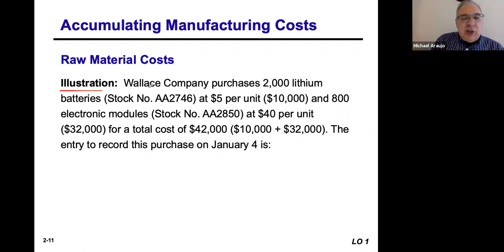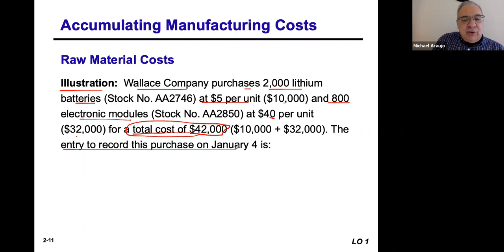So here is an illustration with a company that we call Wallace Company. They had purchased 2,000 lithium batteries at $5 per battery, so $10,000 of lithium batteries. They bought 800 electronic modules at $40 a module, so $32,000 in modules. So their total cost was the $10,000 of batteries and the $32,000 of electronic modules, or $42,000 total cost.